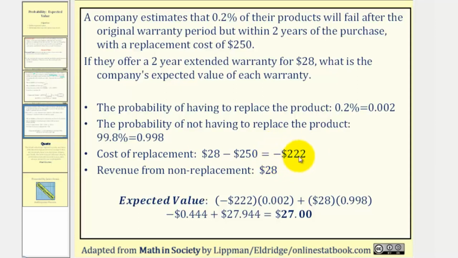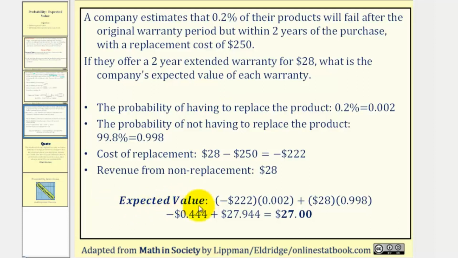And again, this is negative because it's costing the company money. If they're gaining money, it would be positive, which means the revenue from non-replacement would be the $28 charged for each warranty. So one thing we do have to be careful about here is watching the signs when we're gathering this information. But this is the information we need in order to find the expected value for the company.